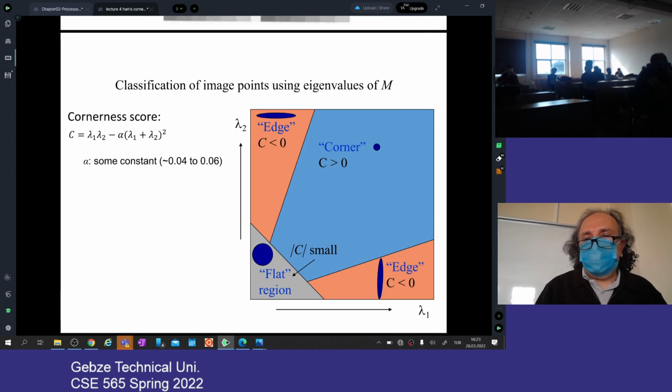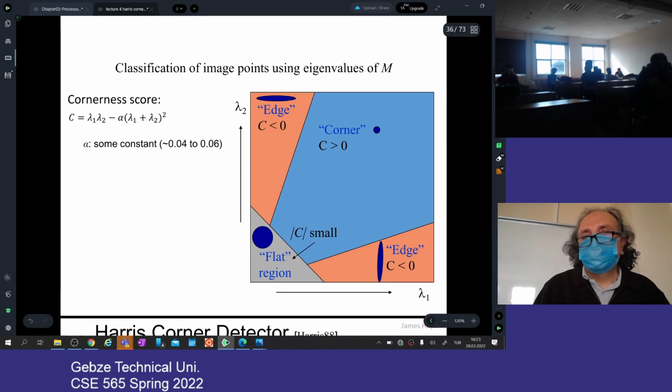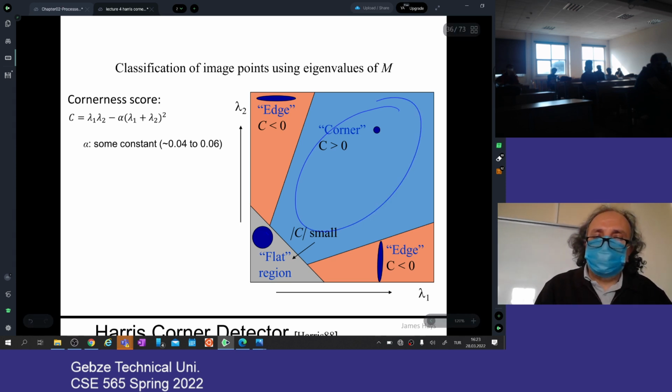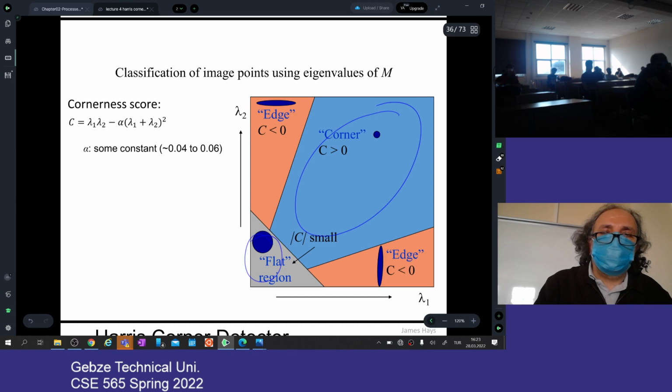Okay, this is a rule set that says: get your lambdas, lambda 1 and lambda 2. If both of them are large, then you have a corner. If both of them are small, near zero, you have a flat region. If one of them is large, you have either a vertical edge or a horizontal edge.